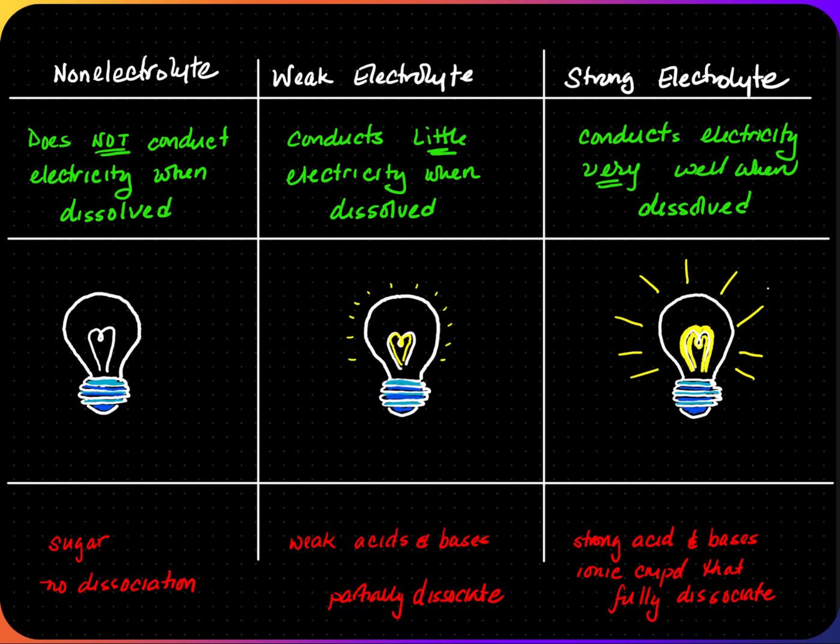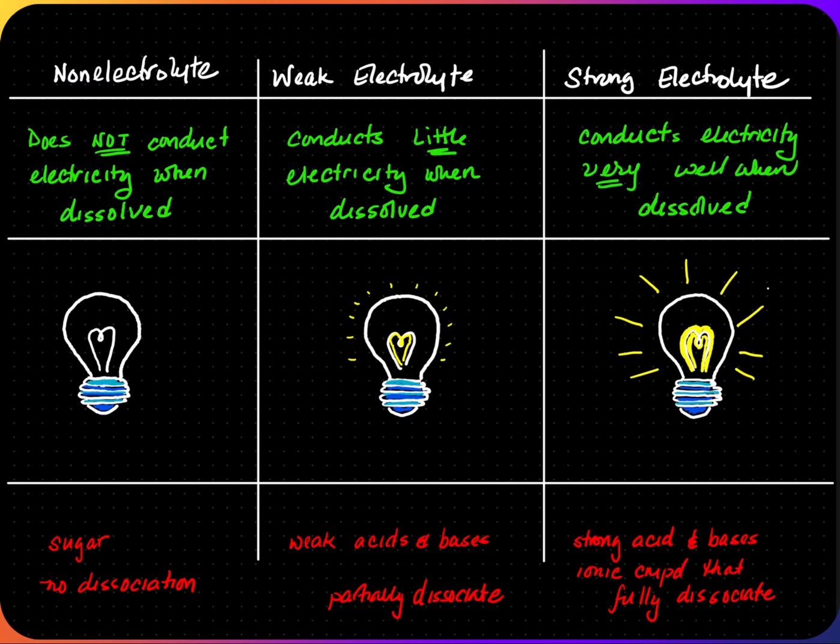Weak electrolytes conduct little electricity when dissolved into a solution. So when I place a conductivity device into the solution, it will light up slightly. Examples of weak electrolytes are weak acids and bases, because they only partially dissociate or break up into ions. The majority of the solution will be in acid or base form.